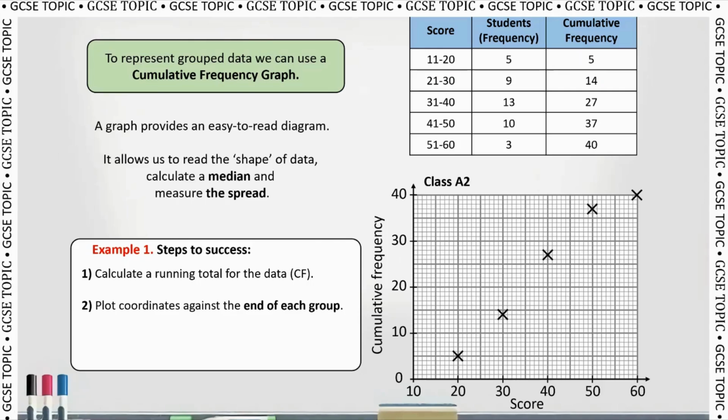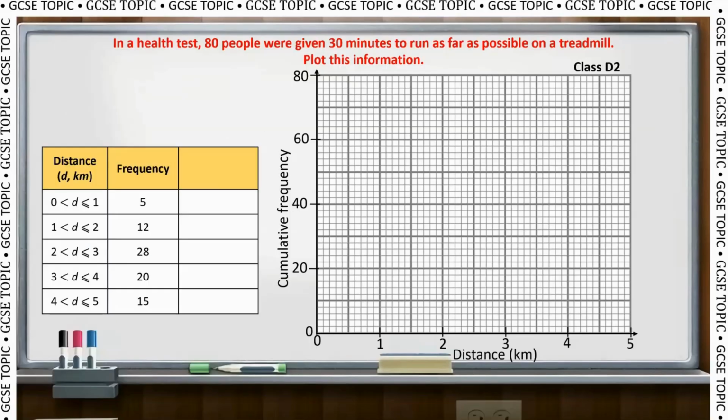Moving on to the final step. All we do is join the coordinates using a curve. The curve itself has to be done freehand, so please do not use a ruler when completing this step. And there you have it. We have filled out a cumulative frequency table and plotted its data. Let's have a look at another example.